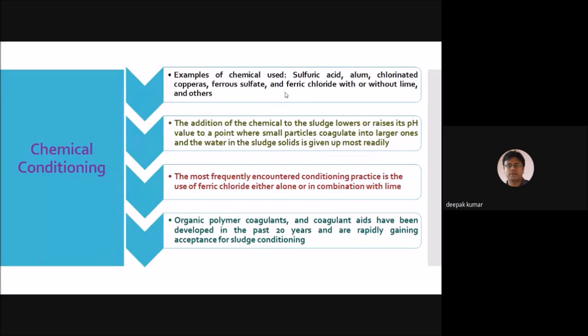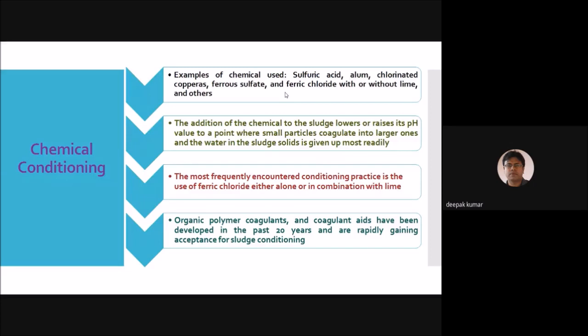If you ask what pH value it can be done for, there is no fixed pH. It depends upon the sludge and the type of sludge. So from sludge to sludge, the pH value may vary.